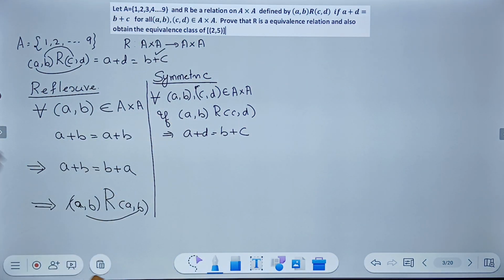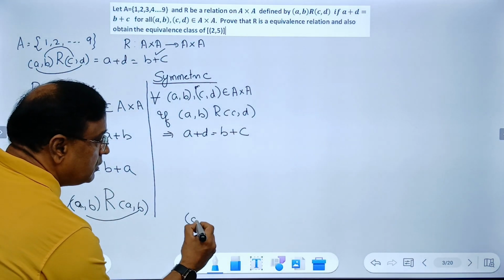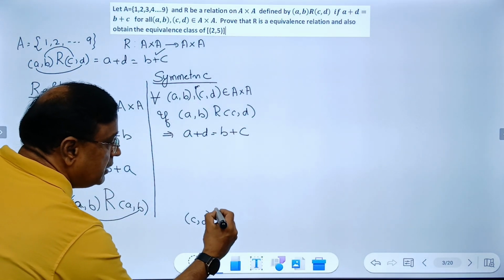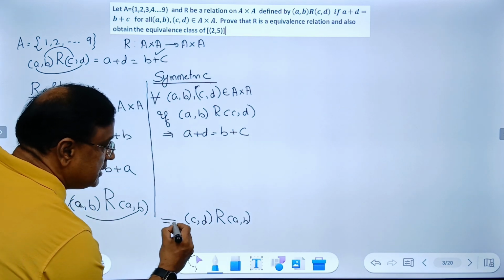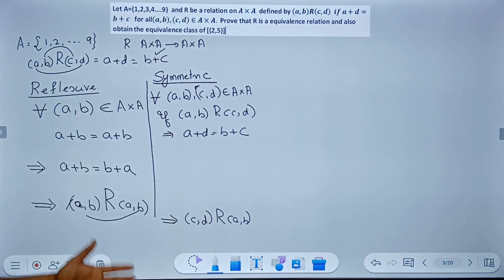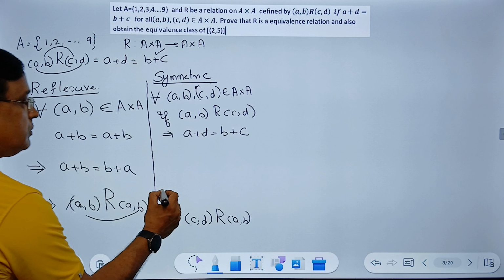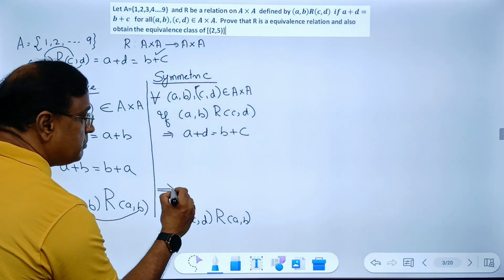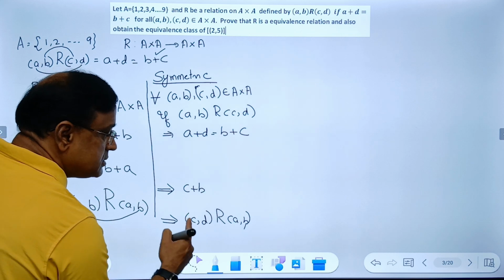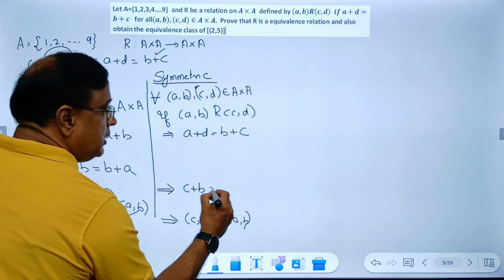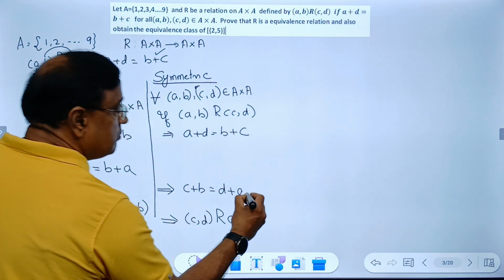Then what I wanted to prove, I don't know. I wanted to prove C comma D is related to A comma B. If I prove this, then we can say it is symmetric, right? Let us see whether it's possible or not. So what should I have got in the previous step? I should have got C plus B equal to D plus A. This is what I should have got.